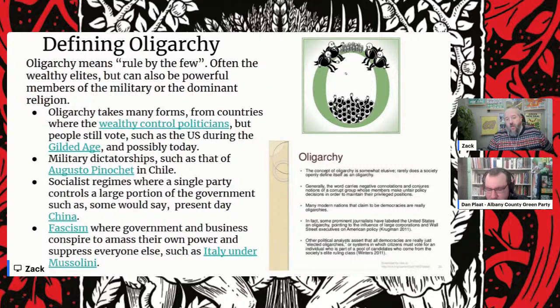For sure. Just to finish out the bullet points here. There are military dictatorships, such as that of Augusto Pinochet in Chile. Good to look into that history. There's a hyperlink right there about his rule, how he got to power, and so forth. And then the final point, fascism, where government and business conspire to amass their own power and basically suppress everybody else, such as in Italy under Mussolini. And of course, we all know the other famous examples of that.